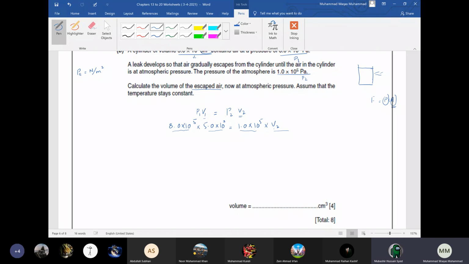Okay. So beta, now we find the V2. You should understand what V2 is. V2 is the volume of the same mass of gas, right? The same amount of gas when the pressure is 1.0 times 10 to the power 5 Pascal. And this is important to understand. You will know in a moment why I'm saying this.